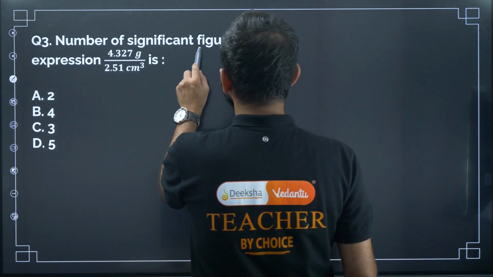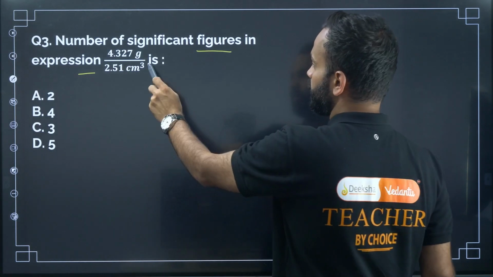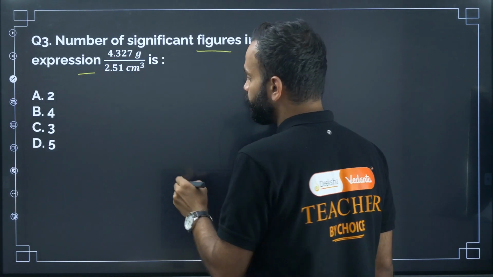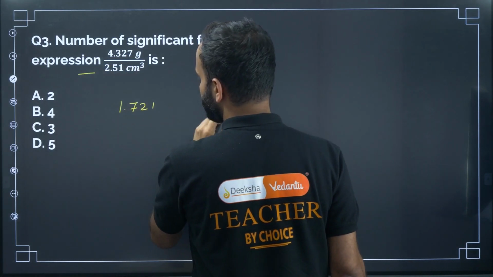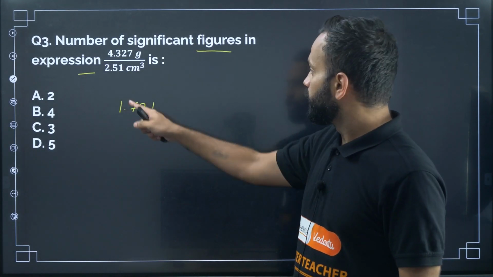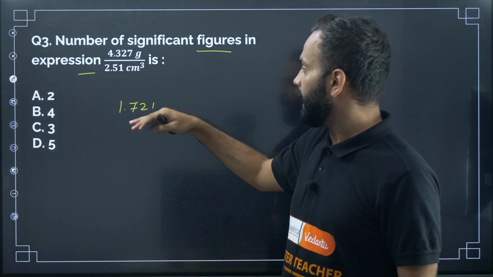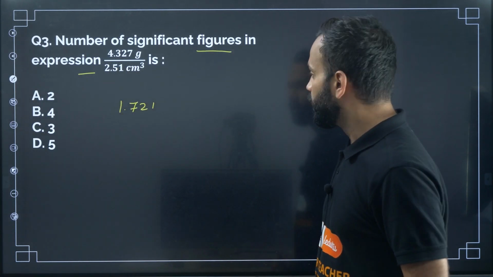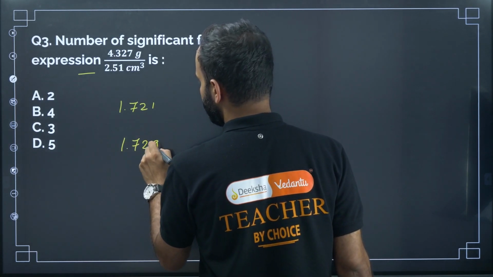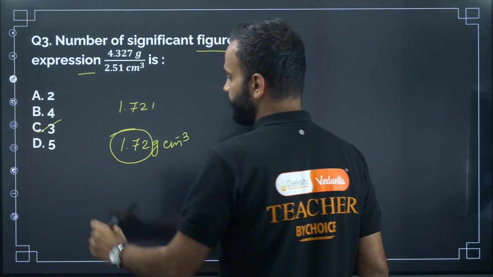Question number 3. The number of significant figures in the expression 4.327 divided by 2.51, here in gram per centimeter cube, is. 4.327 divided by 2.51 is 1.721 and so on. We have to keep the answer in 3 significant figures. In the question, the least number of significant figures is 3, so we have to express the answer in 3 significant figures only. The correct answer will be 1.72 gram per centimeter cube, 3 significant figures. The correct option is C.